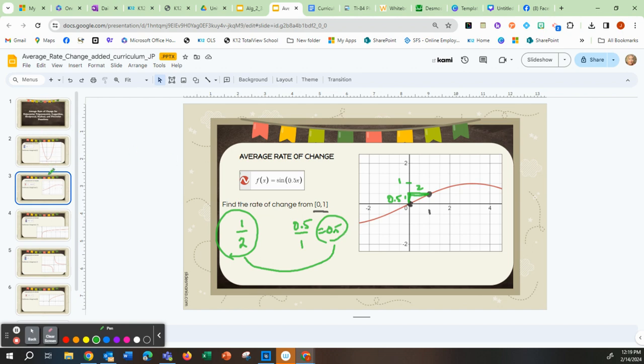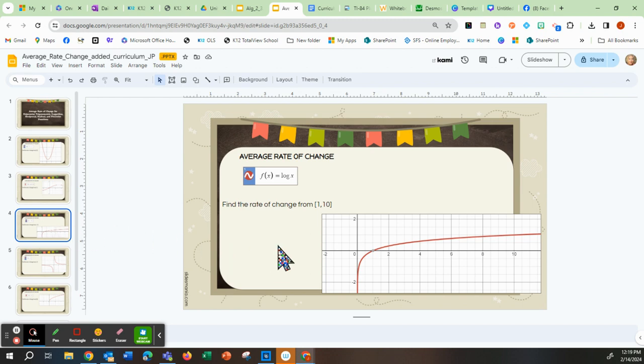All right, so we looked at polynomial. We looked at a trig function. Let's look at another type of function. Let's look at a log function. This is asking us to find the rate of change from where x is 1 to where x is 10, because remember the rate of change is going to change depending on which 2 points we're talking about, because this is not a linear graph, it's a logarithm. So we're going from where x is 1 to where x is 10.